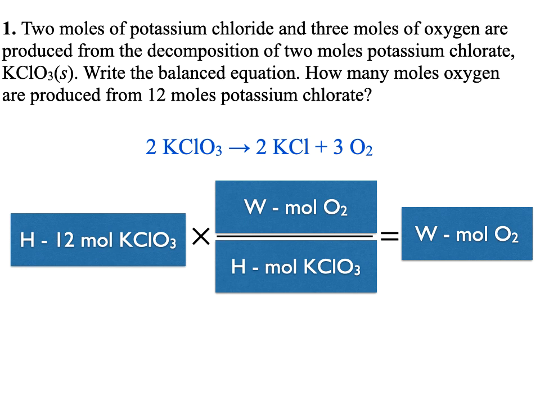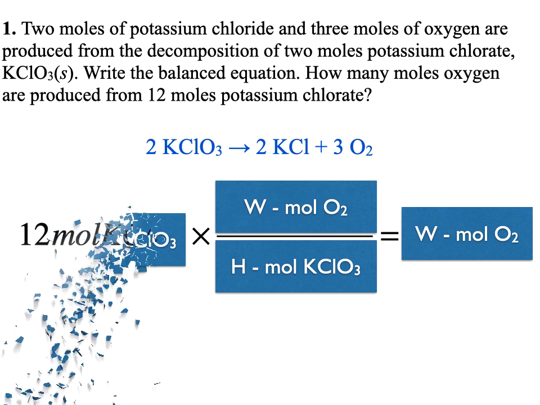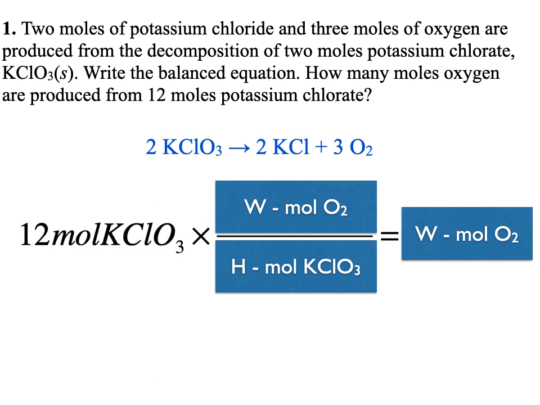So I have from the problem 12 moles of KClO3. I want moles of oxygen. I have moles of KClO3, so that goes in the denominator. Then when I do my math, my units are going to cancel, and I will end with moles of O2. So now I'm going to actually place the numbers. From the equation, 12 moles KClO3.